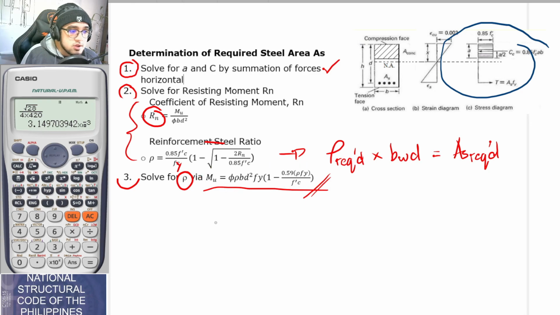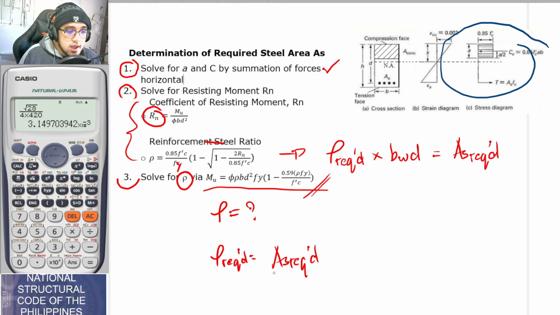So Mu is to be equal to phi rho BD squared Fy times 1 minus 0.59 rho Fy over F prime C. So rho is to be unknown. Solve nyo yan using quadratic equation or shift solve if your calculators have shift solve features, then ayun, rho required. Then from your rho required, you can now solve for the AS required.